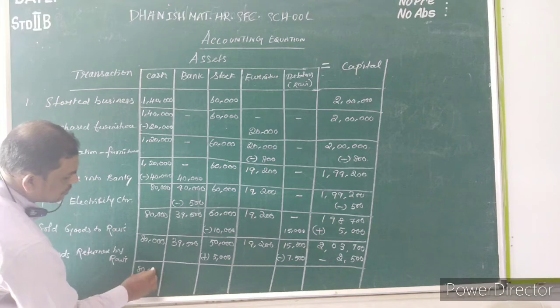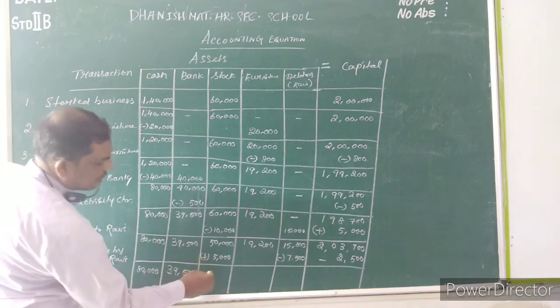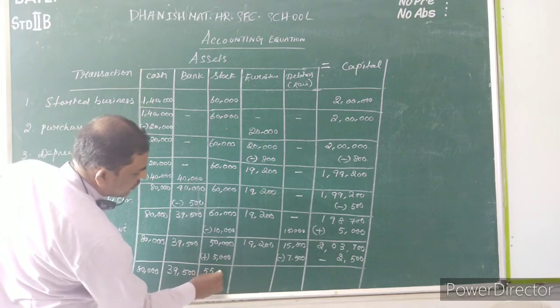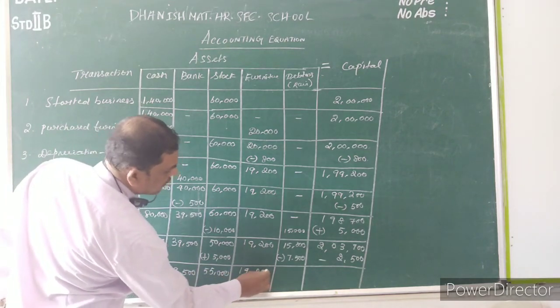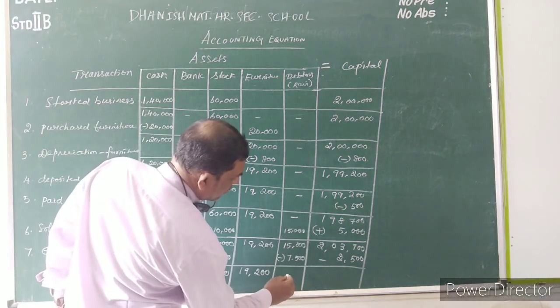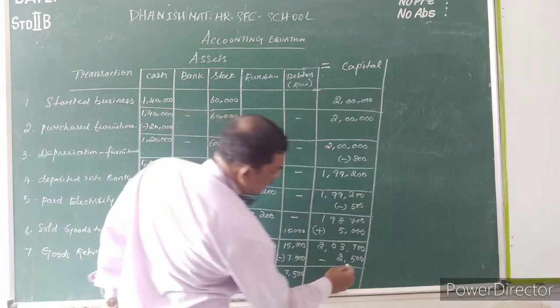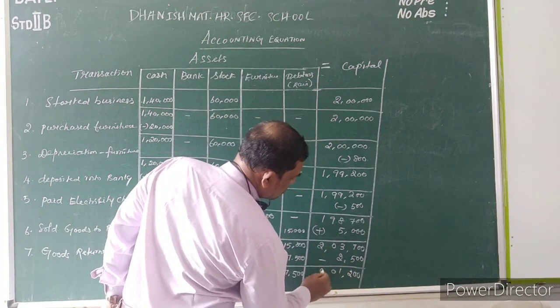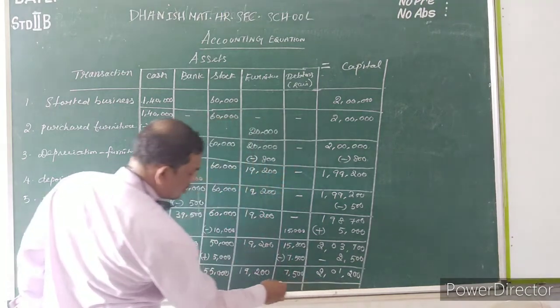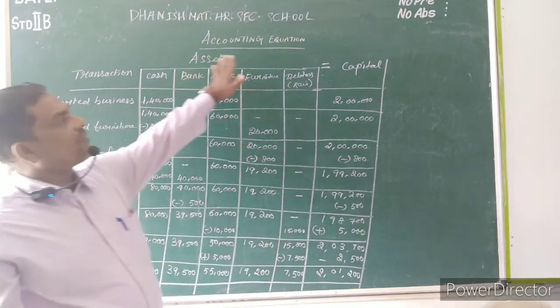80,000. 39,500. Here 55,000. Here 19,200. Here 7,500. Here 2,01,200. So now we have to check with our equation.